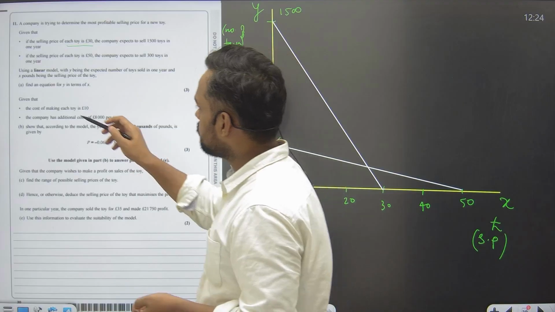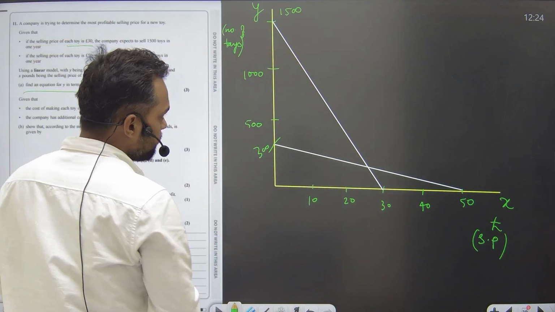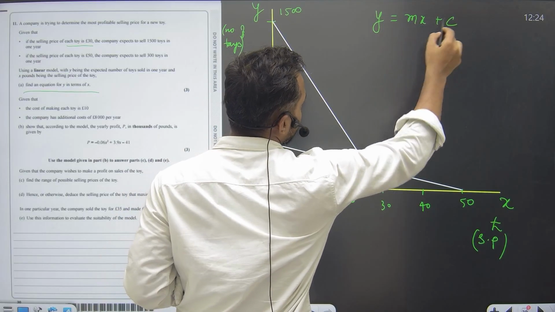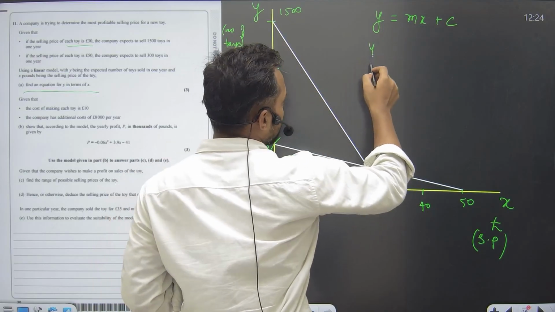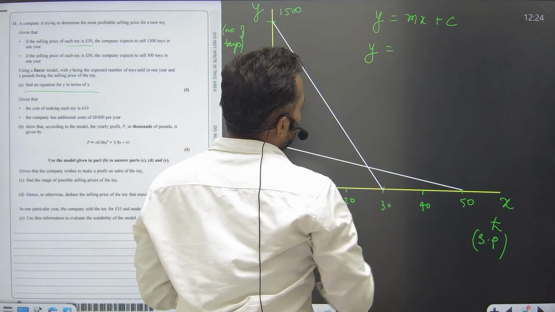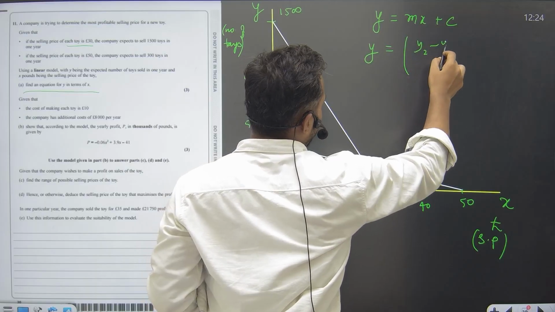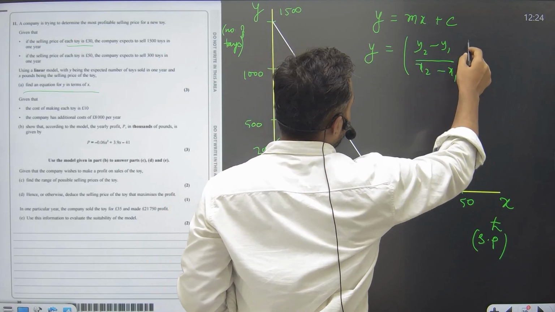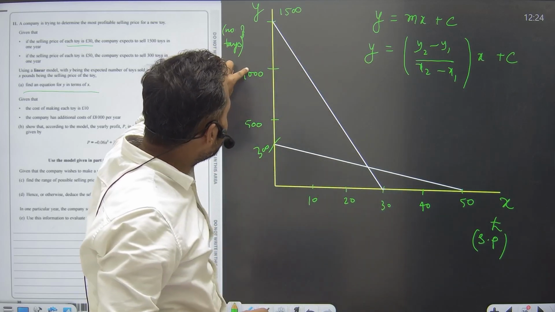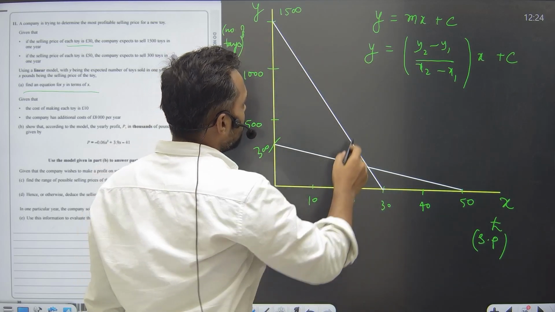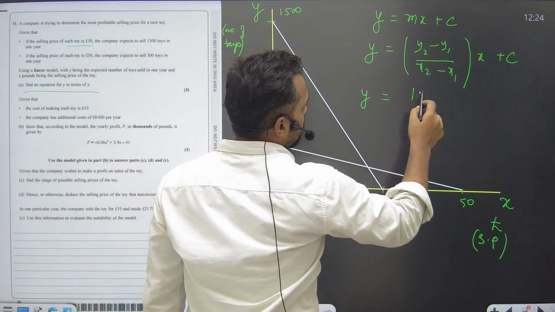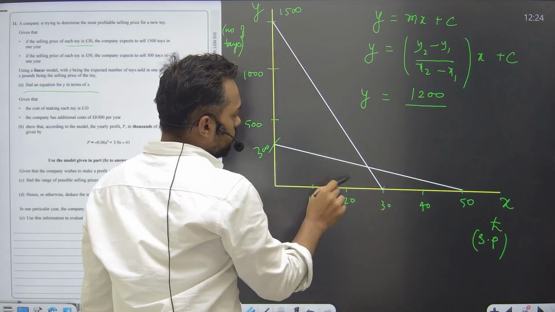Now the first question is, find an equation for y in terms of x. We know that, I'll be writing it here only, y equals mx plus c. This is the general equation. The slope of any line is given by y2 minus y1 upon x2 minus x1, into x plus c. So y2 minus y1, let's suppose 1500 minus 300 will be 1200, upon x2 minus x1.